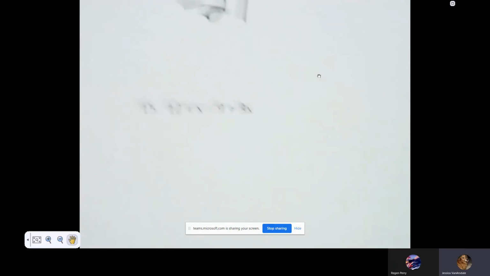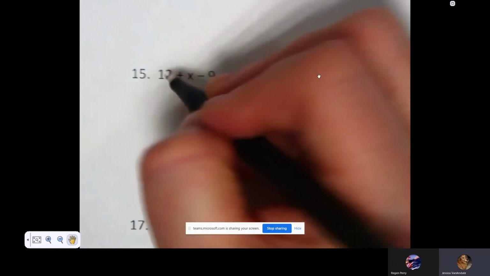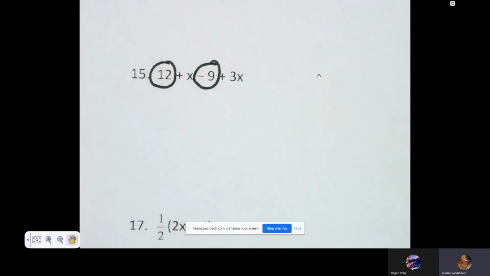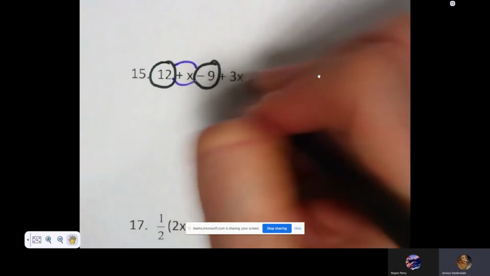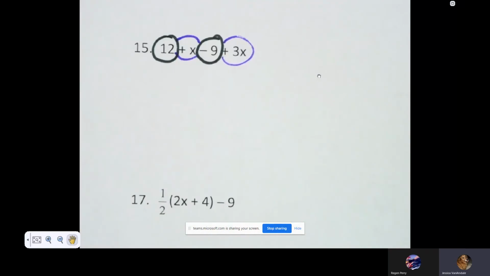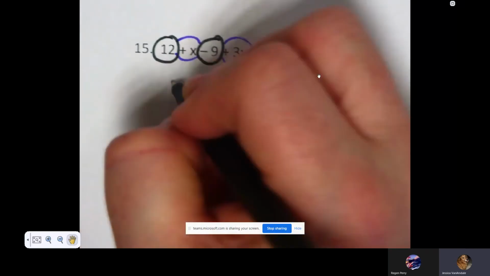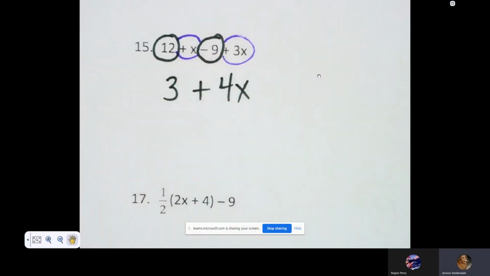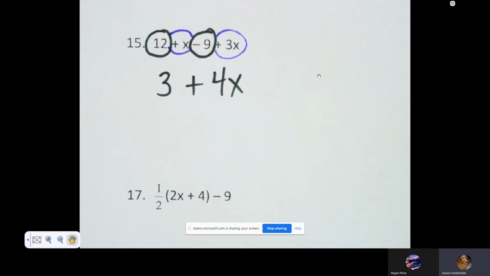Okay, 15. Constants, we have a 12 and a -9. And then we have x and 3x. Let's just get through this before we start talking about PE. Okay, 12 minus 9. That's an easy one. What do we get? 1x plus 3x. I got 7. Oh, did you combine those? You can't combine those. They don't go together. It's okay, that's all right.